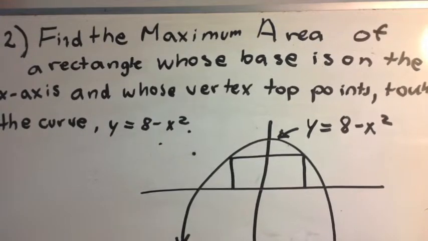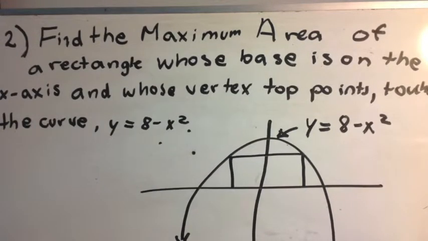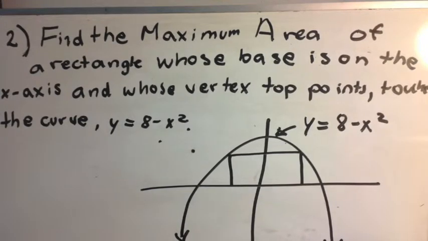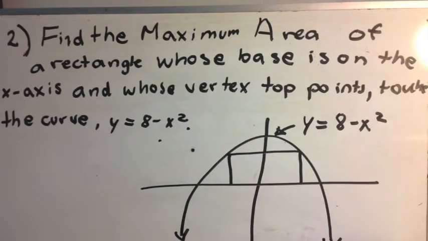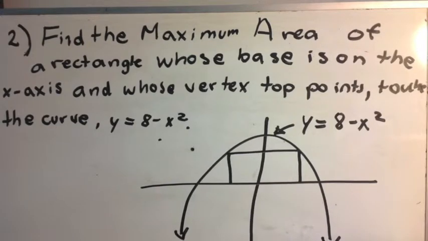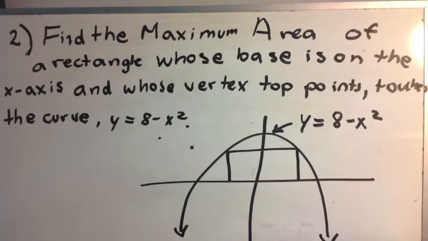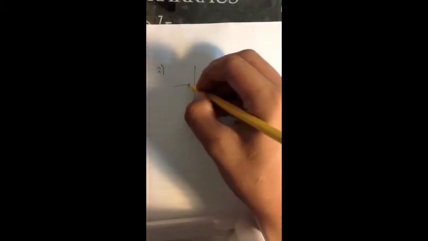So in this problem they're asking us to find the maximum area of a rectangle whose base is on the x-axis and whose vertex, top point, touches the curve y equals 8 minus x squared. So as I drew it, we should draw it again just to be clear. It says that the graph is 8 minus x squared.